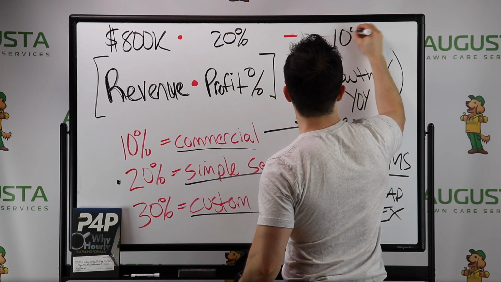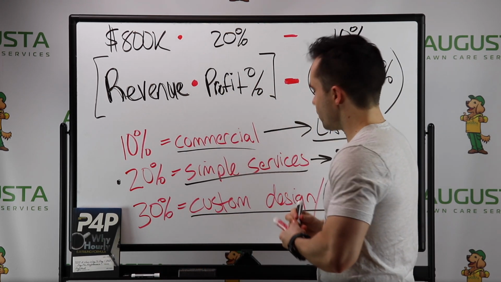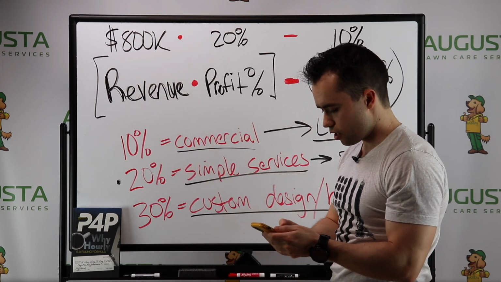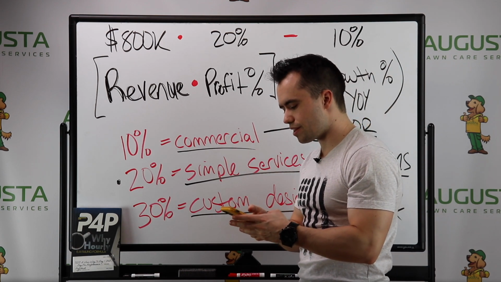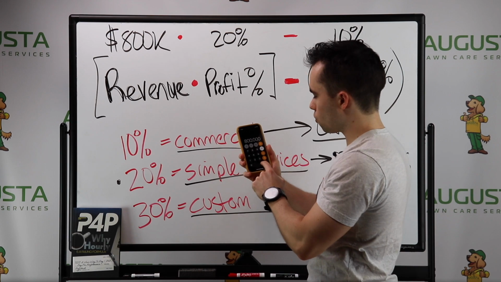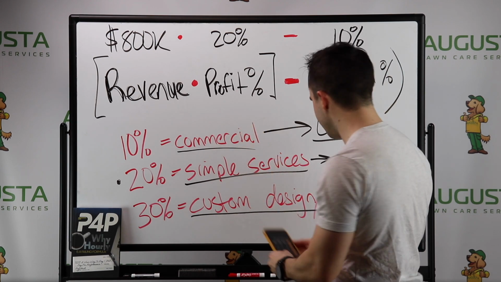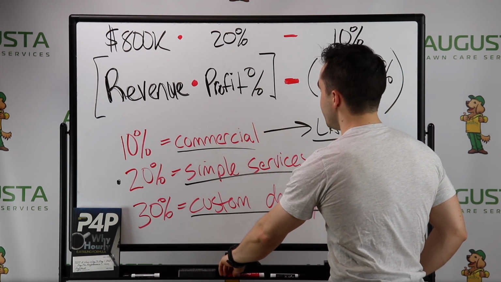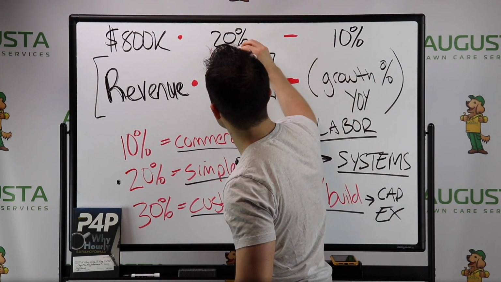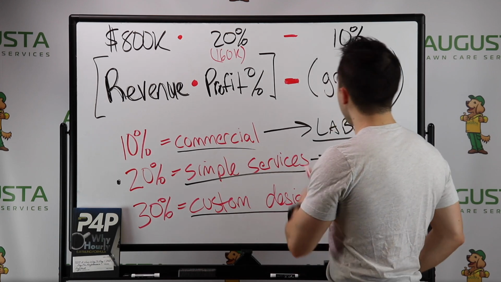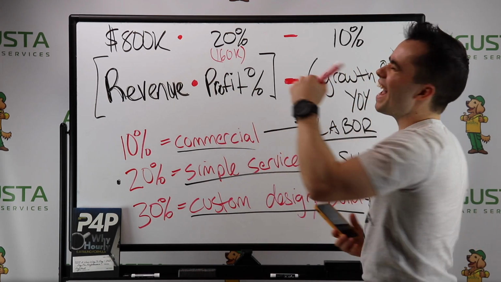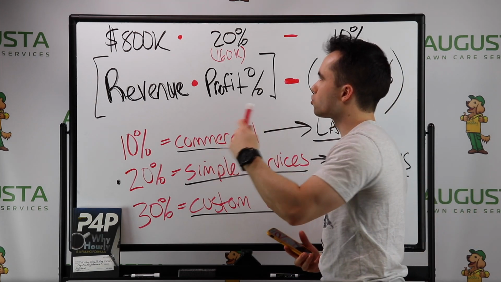Okay, so 10%. Now let's run the math on that. So if we take out our calculator, we're going to do our revenue, which is $800,000. Open up the trusty calculator, $800,000, and we're going to multiply that by 20%, or multiply by 0.2. So now our profit on this business is going to be $160,000.